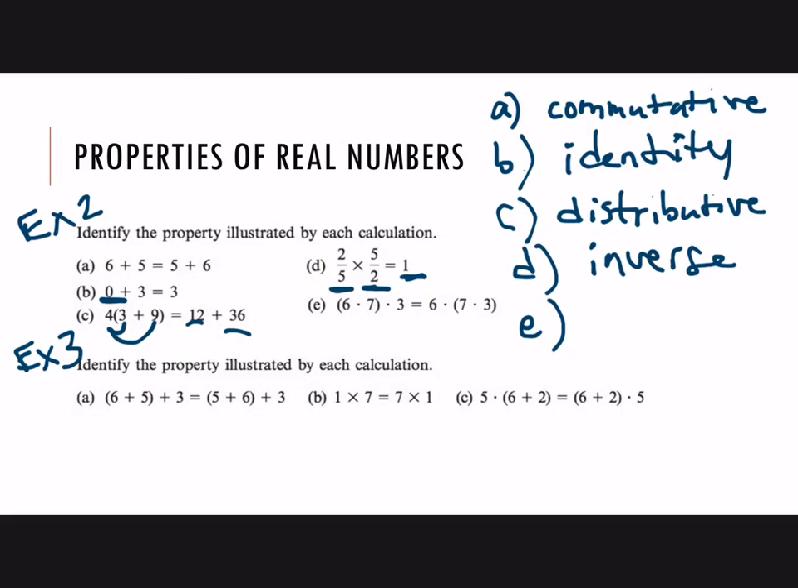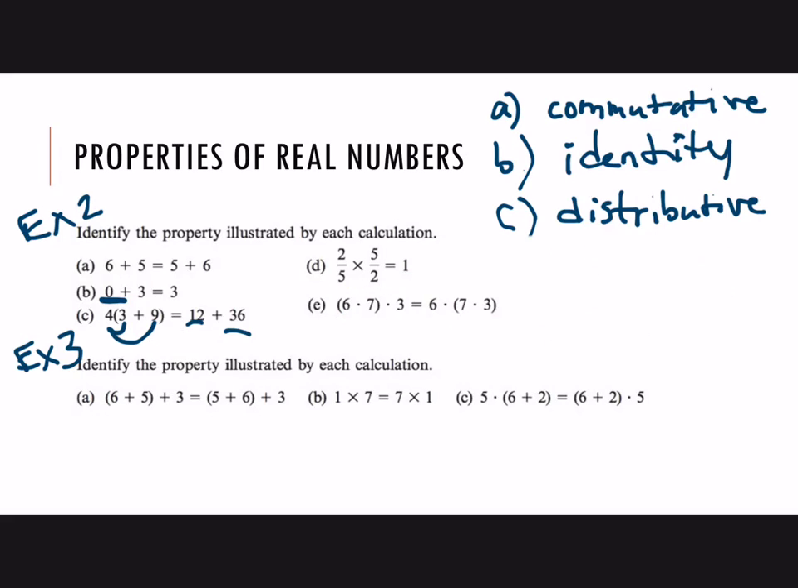And then in E, look at what's different. The 6, 7, and 3 are all still in the same order, so it's not the commutative property. But what's changed is the parentheses. They've moved from around the 6 and 7 to around the 7 and 3. So the grouping has been changed, which makes this the associative property.